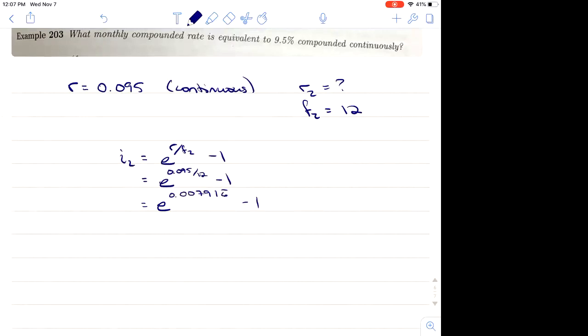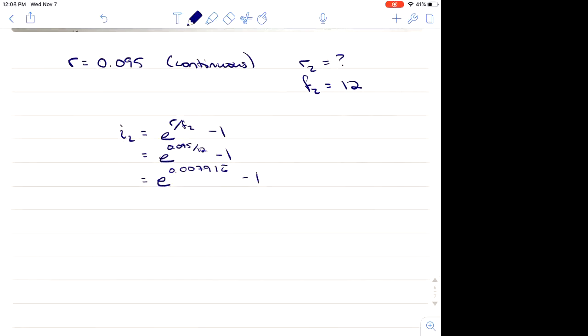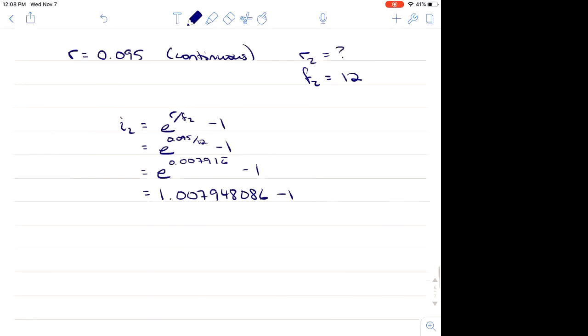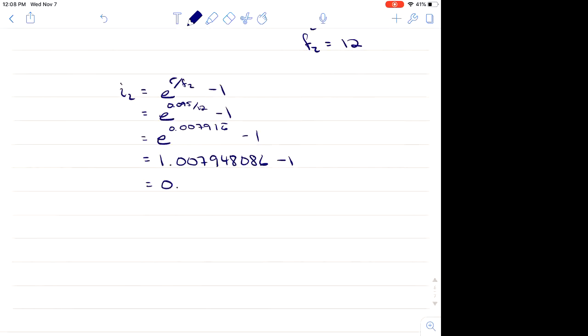To take e to the power of that, you have to have that 0.007916 on your screen, and then the second log button gets you the e to the power of x, and then equals. So then I get 1.00794886 minus 1. So that gets us 0.00794886.